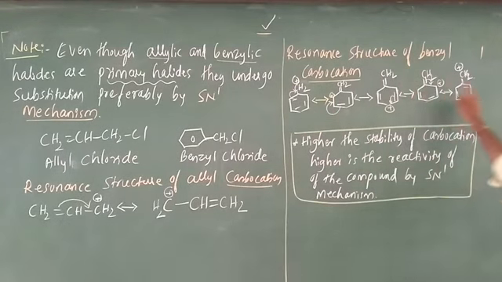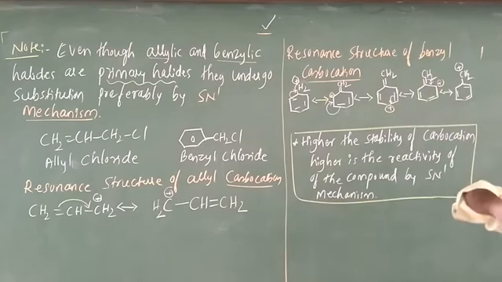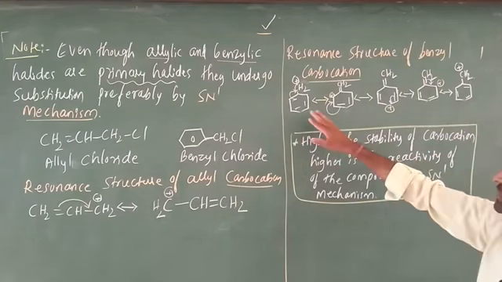This first product and last product are both the same. In this case, what happened is that the mechanism allows, in total, how many resonance structures? 1, 2, 3, 4, 5 resonance structures are possible. That is why the benzylic carbocation is more stable. Here, 5 resonance structures are possible.